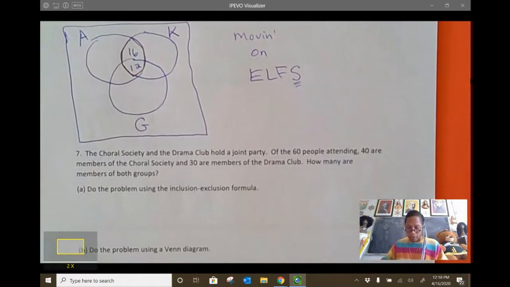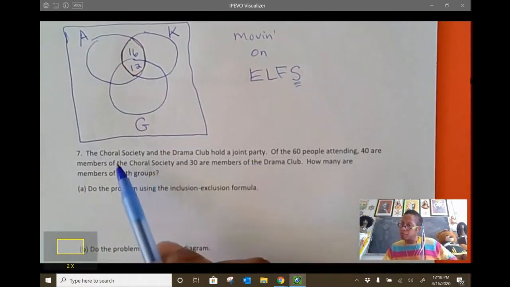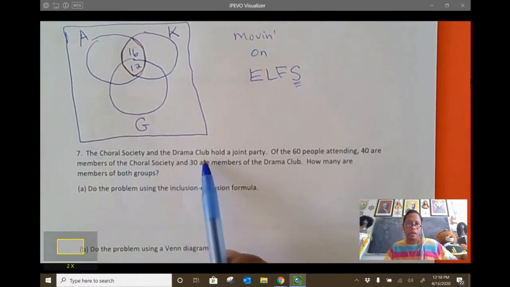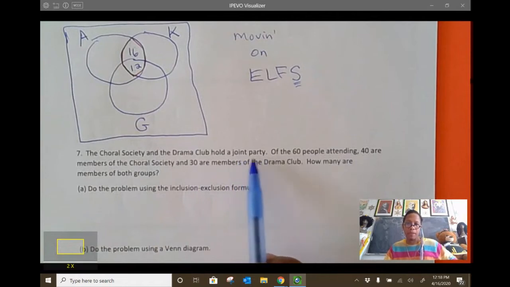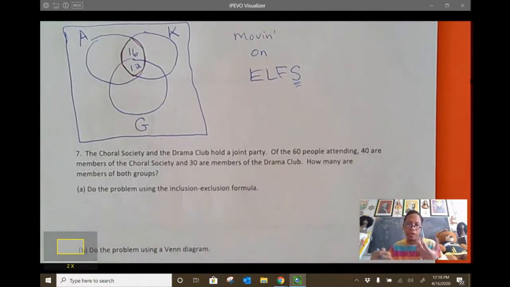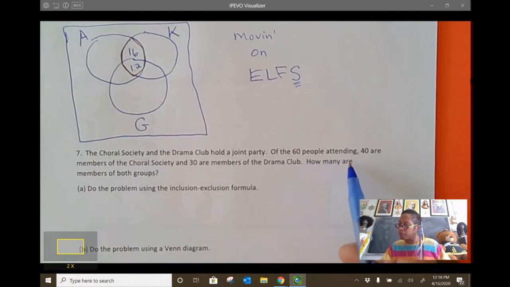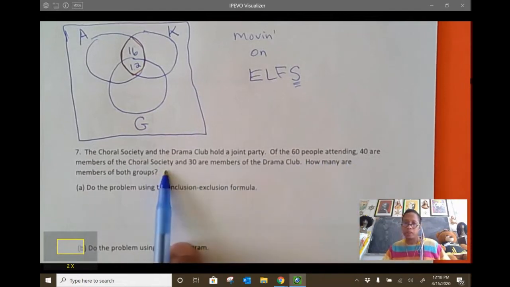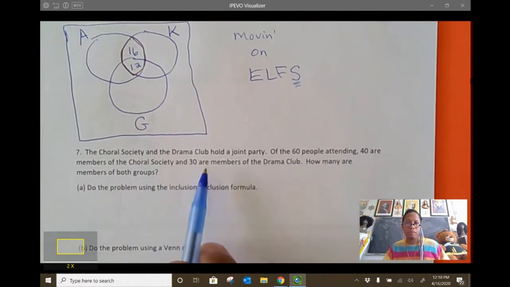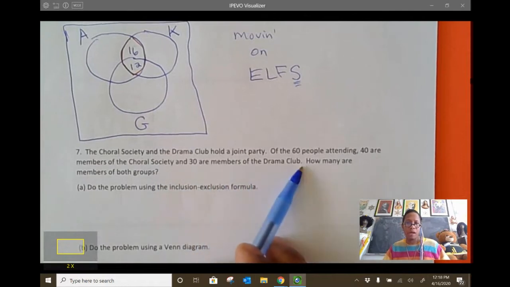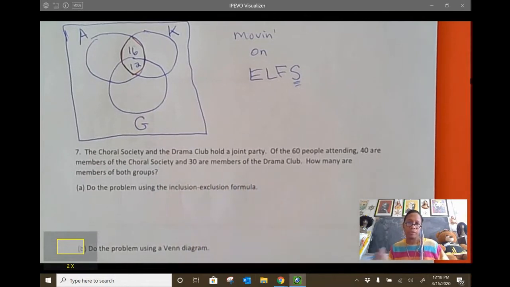Okay. So this problem is about the Choral Society and the Drama Club holding a joint party. Not marijuana, but like they're getting together to have a party together, a joint party. Of the 60 people attending, 40 are members of the Choral Society and 30 are members of the Drama Club. How many are members of both groups?